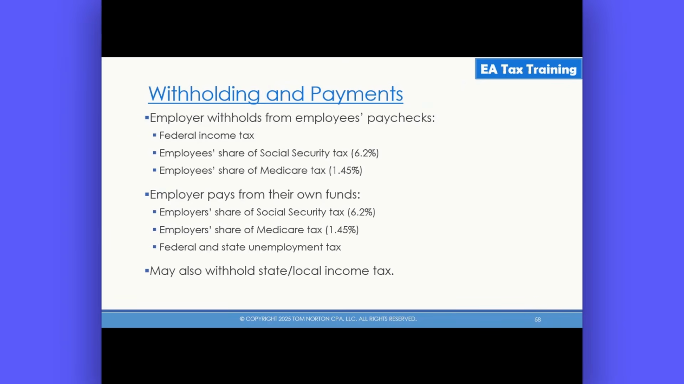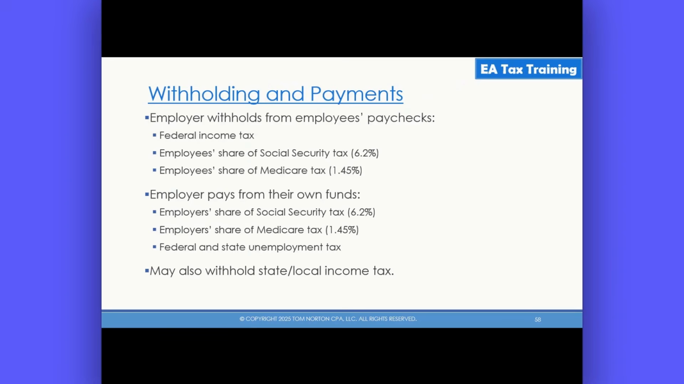Withholding and payments. If you are an employer, then you've got two responsibilities. First of all, you are going to withhold from your employees' paychecks federal income tax, Social Security, and Medicare tax. So the employee will be paying those amounts, but you as the employer will be withholding those amounts and remitting them to the government on the employee's behalf.